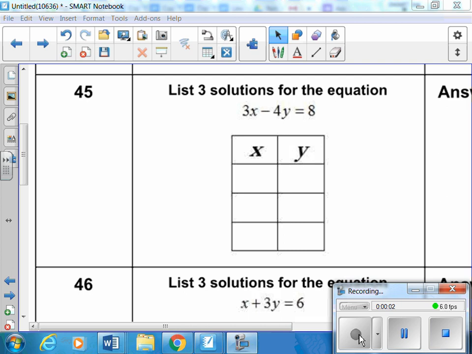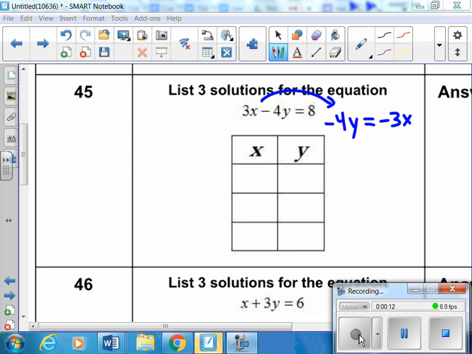Before we come up with three solutions, I would suggest you solve for y. We're going to move 3x to the other side to get y by itself. So it'll be negative 4y equals negative 3x plus 8. And then we're going to divide by negative 4. So divide everything by negative 4.